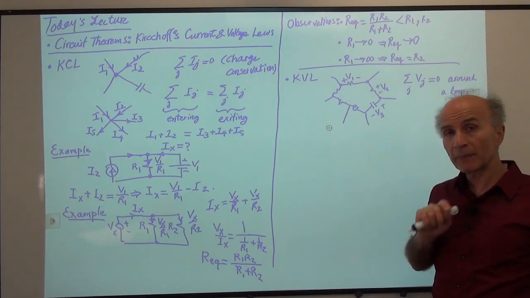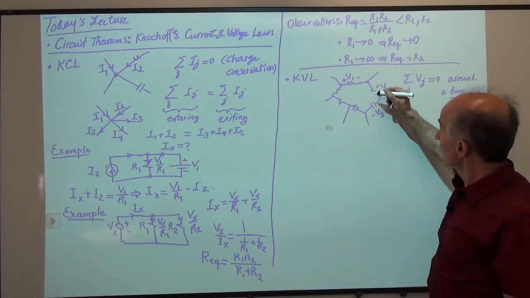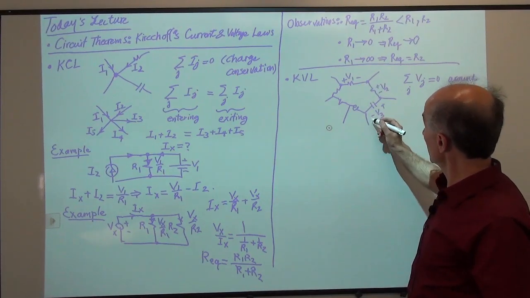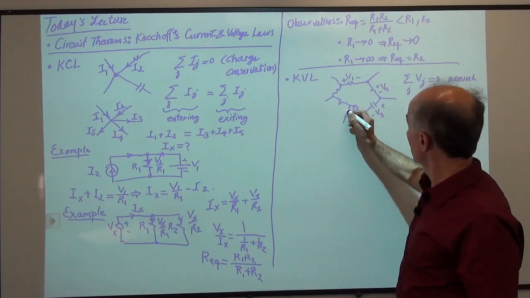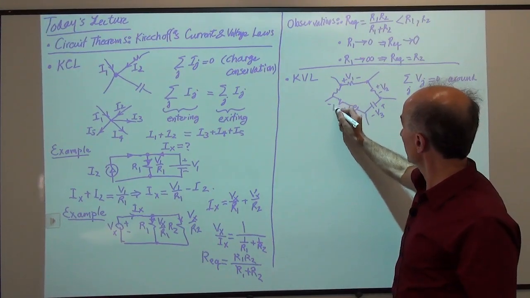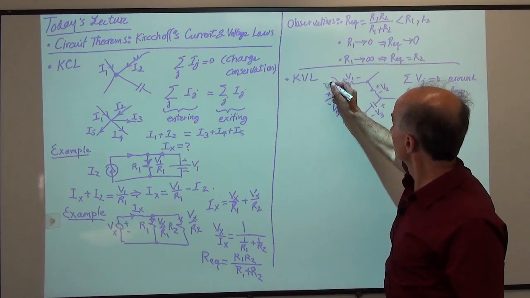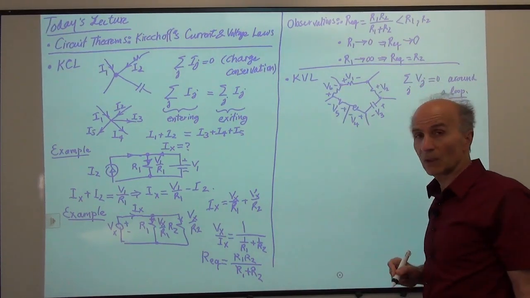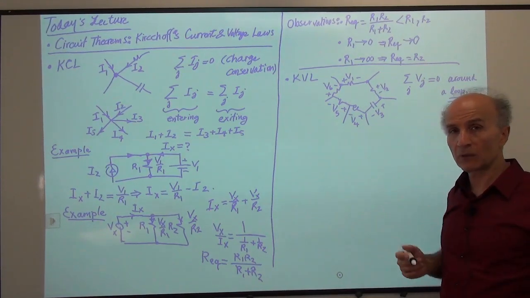Now, this rule can be a little confusing. Why? Well, here's the situation. Let's continue to write these voltages. So it's V3, then I have V4, and then I have V5, and then I have V6. Okay? All right. Now, I am trying to write my equation.